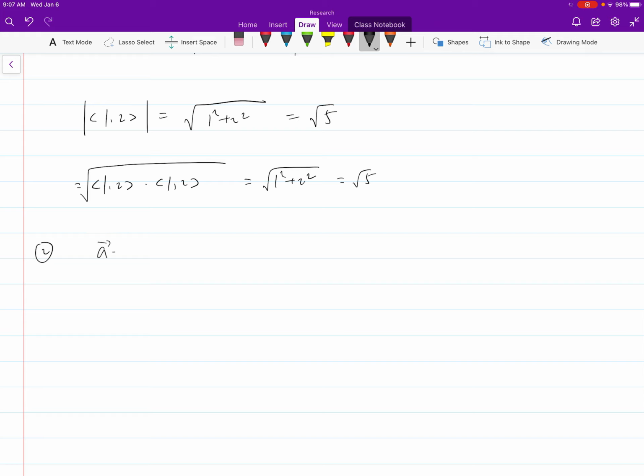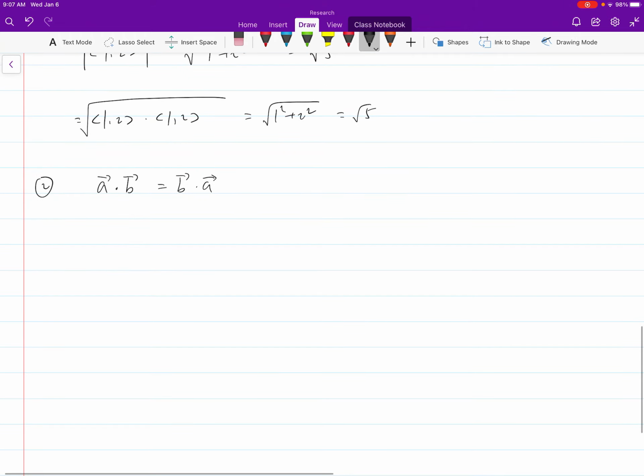Number 1, A dot B equals B dot A. So we don't have to worry about which order we are dotting two vectors. A dot B is the same as B dot A, which is very easy to prove. The first one is going to be A1 B1 plus A2 B2, but the second one is going to be B1 A1 plus B2 A2.